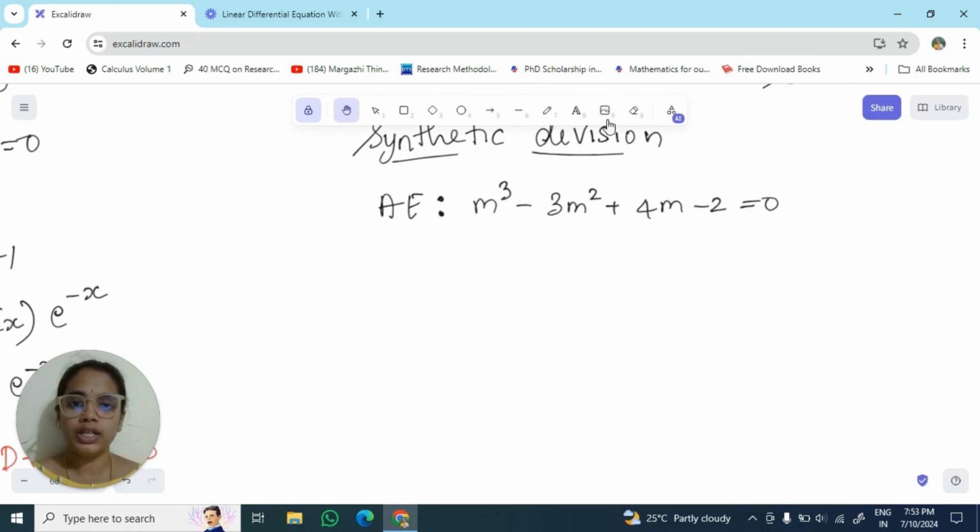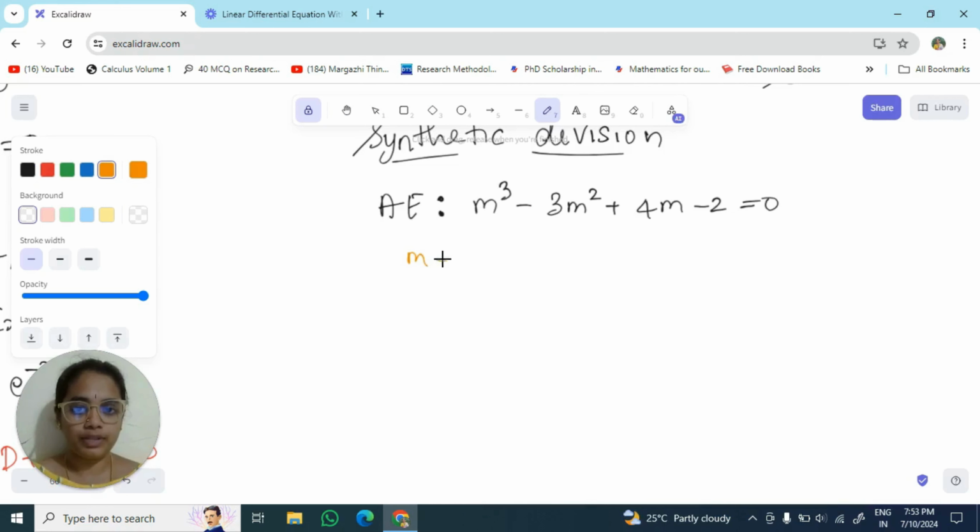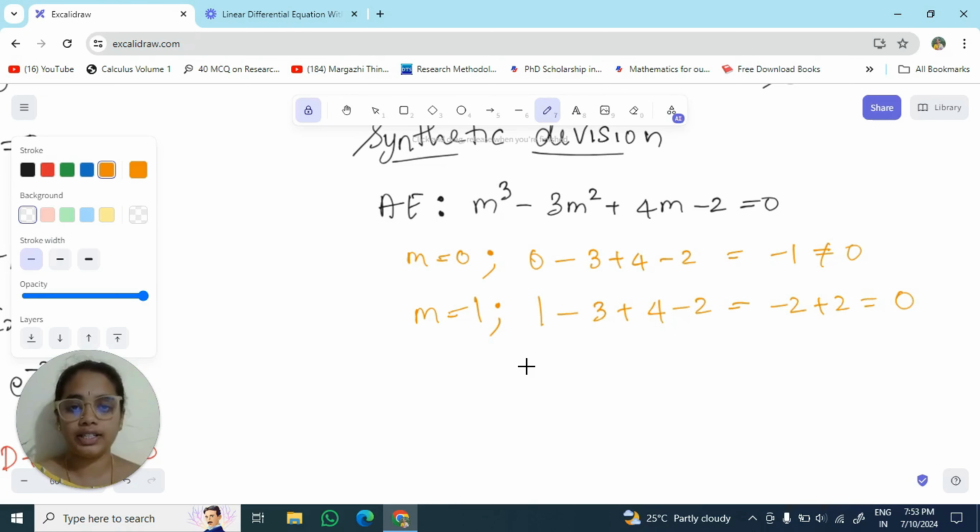Assume m is equal to 0. What would we get? 0 minus 3 plus 4 minus 2. So clearly we are getting negative 1, right? This is not equal to 0. Let me take m is equal to 1. We would get 1 minus 3 plus 4 minus 2. 1 minus 3 is negative 2, plus 4 is 2, minus 2. So clearly we are getting 0. So one of the roots of this equation is 1. So using that information, let us apply synthetic division.